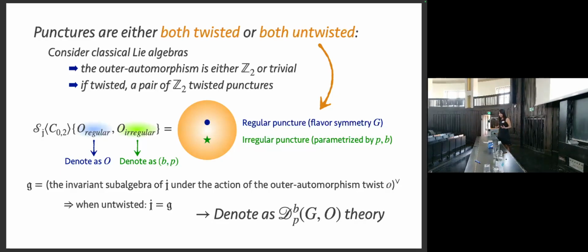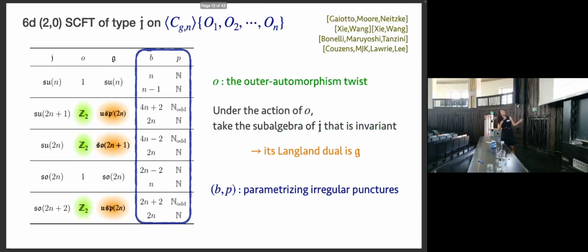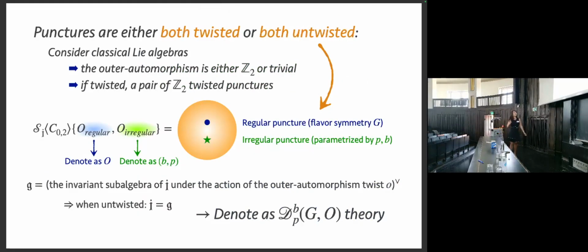And if you remember, the twisted puncture can only come in groups. And since we're considering classical algebras, the only outer automorphism you're allowed to have is Z2. And that's why, in turn, you've only seen Z2 in the table today. So then we can have either both paired to be twisted by Z2, or both untwisted, and those are the only kinds that we're allowed to have.